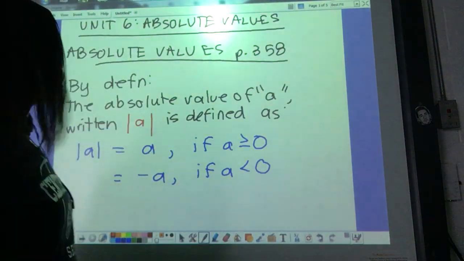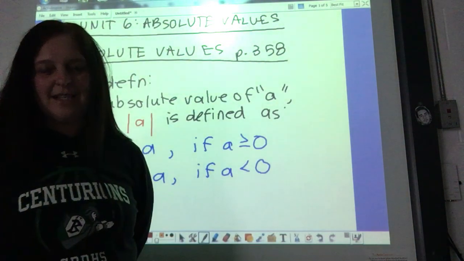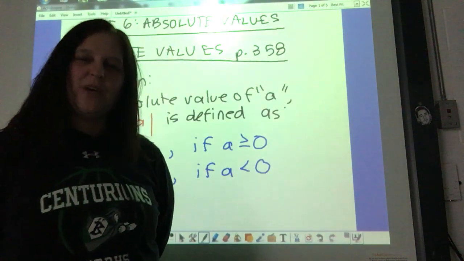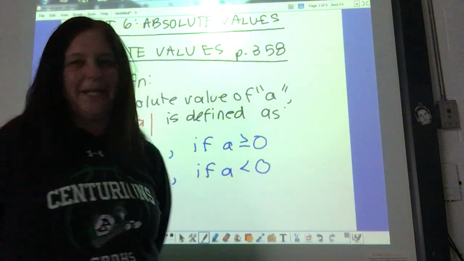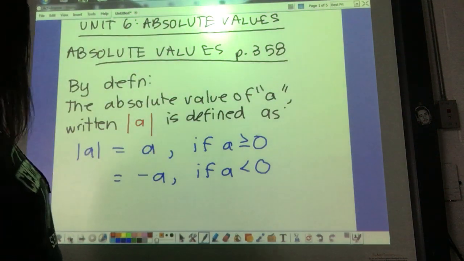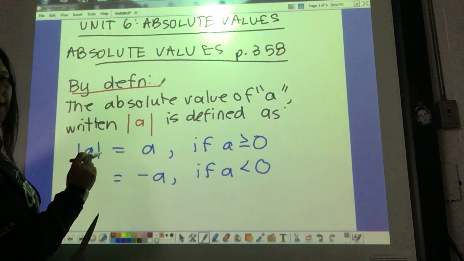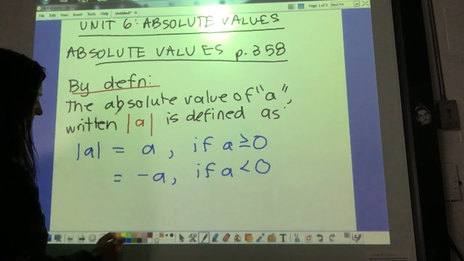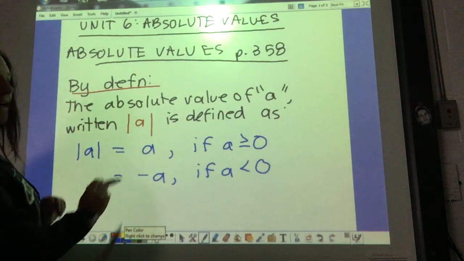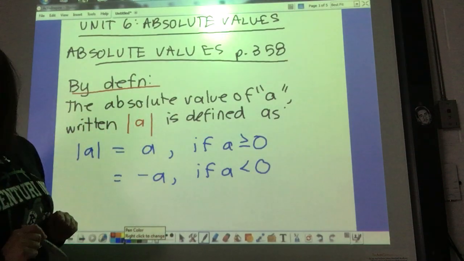Okay, absolute value, Unit 6. So today's lesson is just to really understand what is an absolute value. What does that mean? So by definition, the absolute value of A, and again, we have a new way of symbolizing this, these 2 vertical lines. So the absolute value of A, that's how we write that.